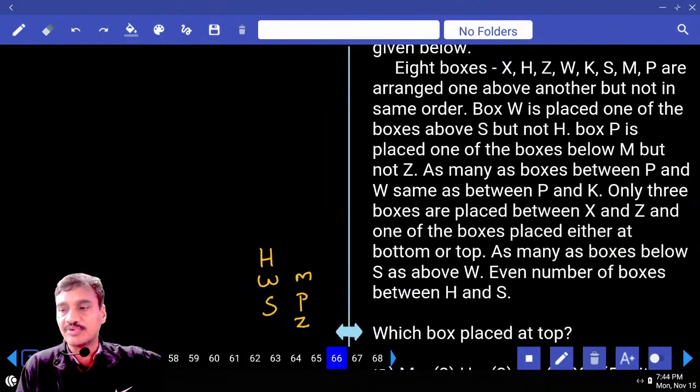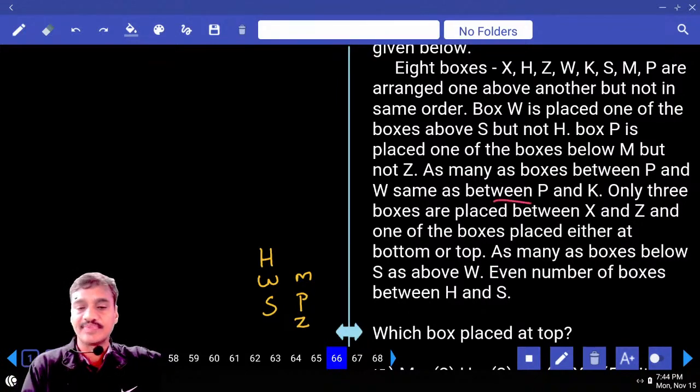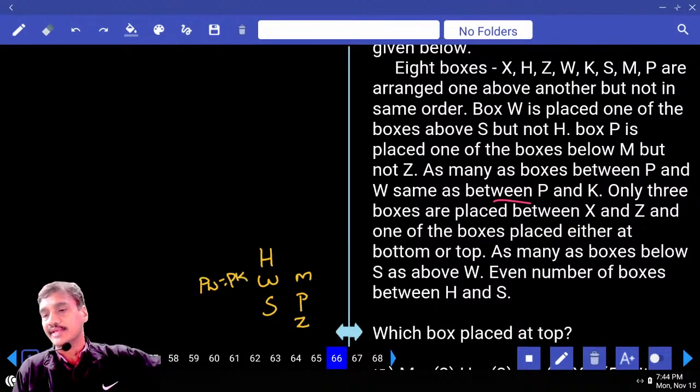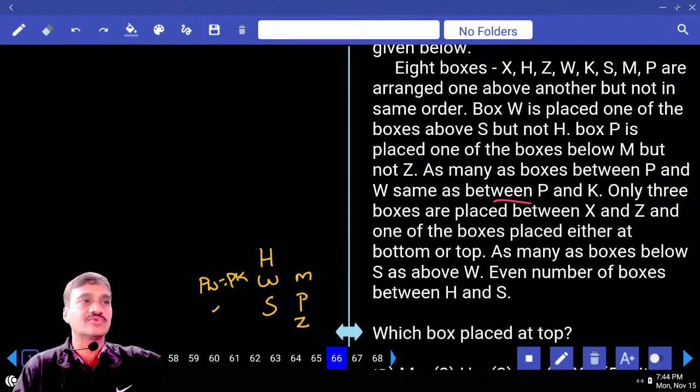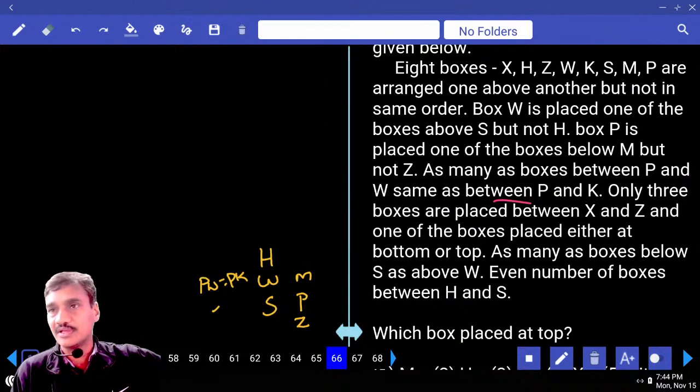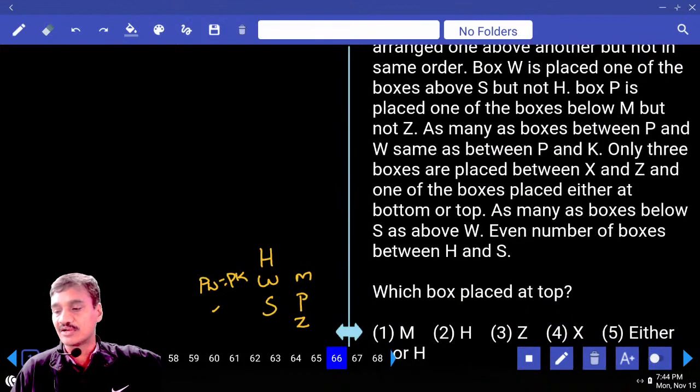And as many boxes between P and W is same as P and K. P and W equals to P and K. Number of boxes between P and W equals to the number of persons between P and K. Now here if you observe, till now we are representing the information like this. Why was it so? As of now there is no definite information given, isn't it?